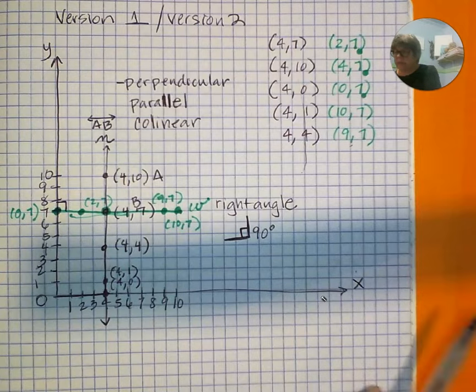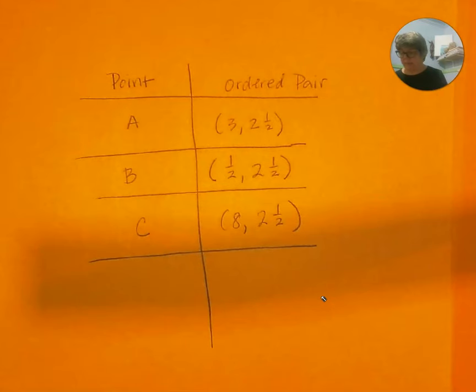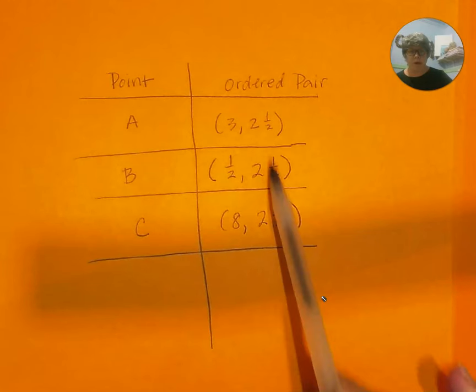Let's go on and look at these points. Okay, here I have 3 points, point A, point B, and point C. What do you notice about these points? Look at the ordered pairs to help you. Do you notice that they have the same y coordinate?